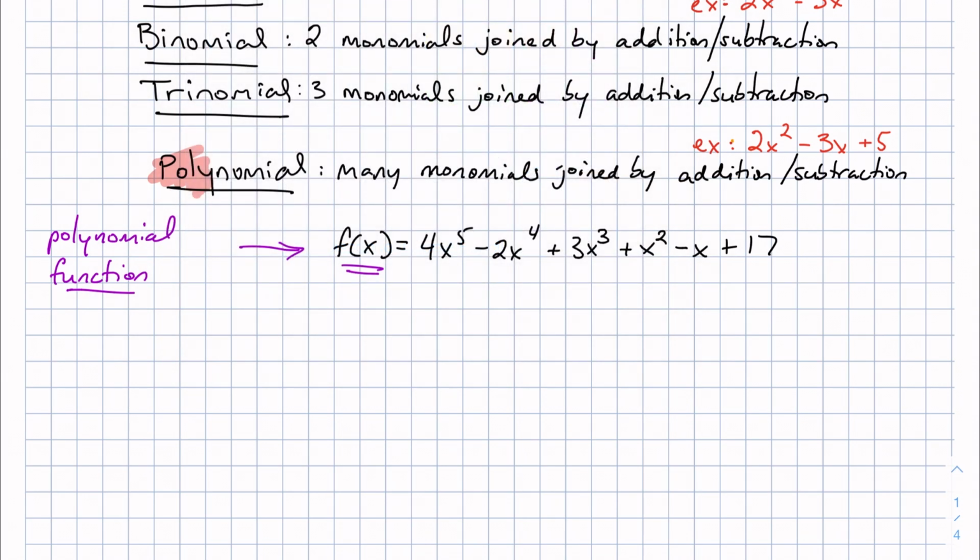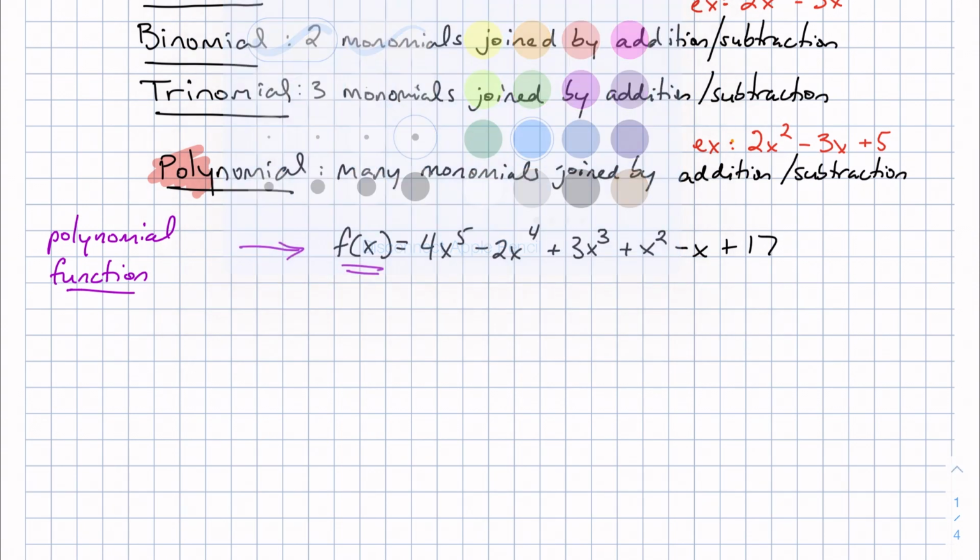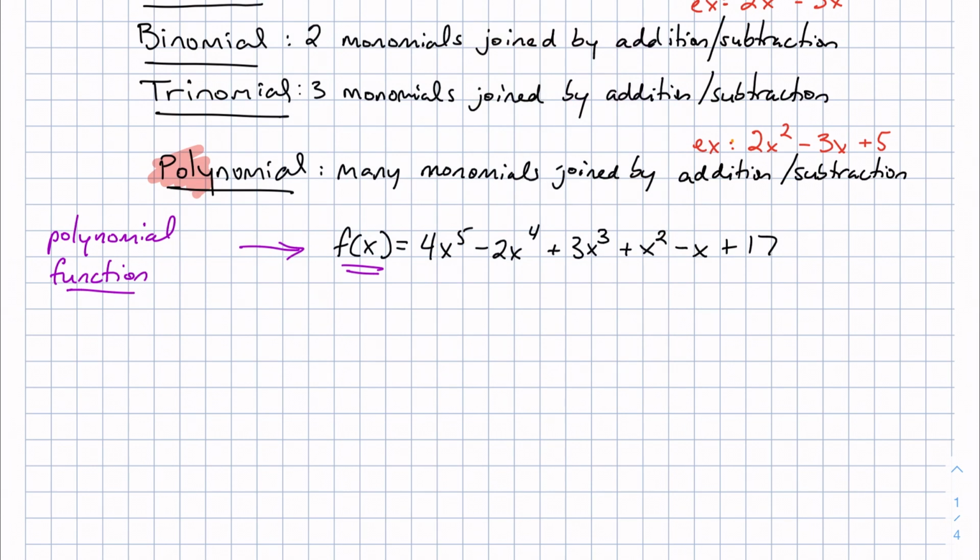So we have a few different important parts of these polynomial functions. The first one is what we call our leading coefficient, and that's just whatever number is attached to the highest degree term, our highest power term. So in this case, it would be the 4. 5 is my highest power here, so my leading coefficient is my 4.